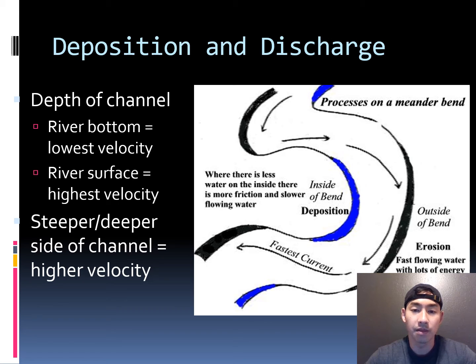So the velocity of the river channel is dependent on the shape, also the position of where you are along the river in a meandering river system or meandering bend. So on the outside bend, we have faster, higher velocity water than the inside bend where we have deposition. Also, the shape of the channel determines the velocity as well. So a steeper and deeper channel is relatively higher velocity than the inside, shallower channel.